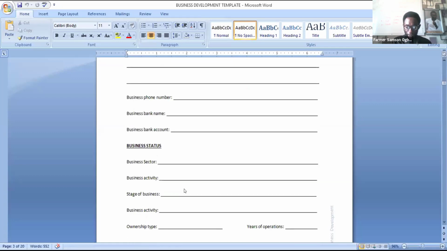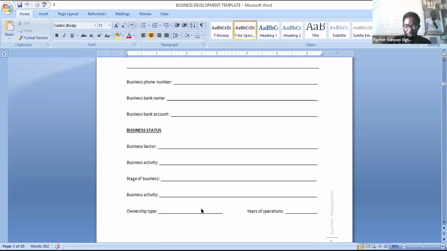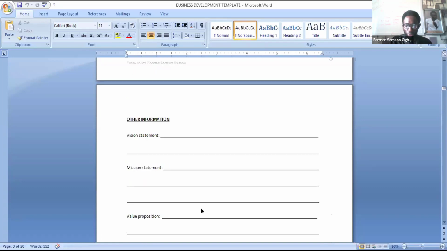We talked about first, what sector does your business belong to? You should know that by now. The activities you carry out, we said that yesterday, the stage of your business. Are you an early startup? Are you a startup? What stage are you in? Next is your business activity. We've talked about that. Your ownership type. Are you a sole proprietor? Are you limited? Are you a cooperative? Society? Then years in operation. I'm rushing through.